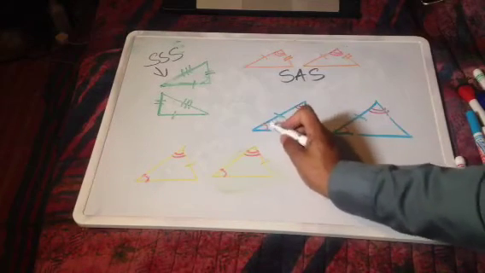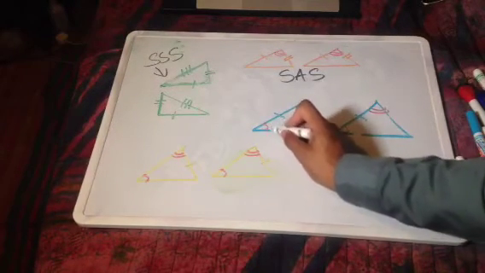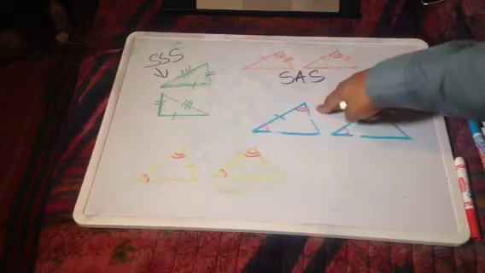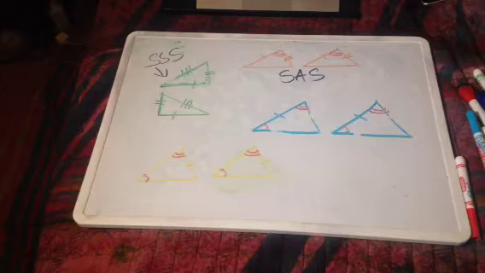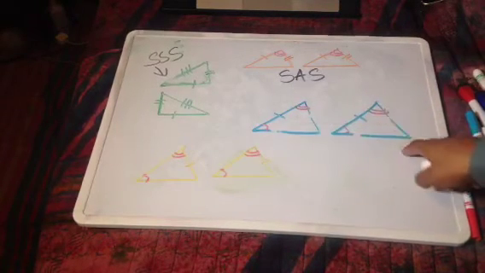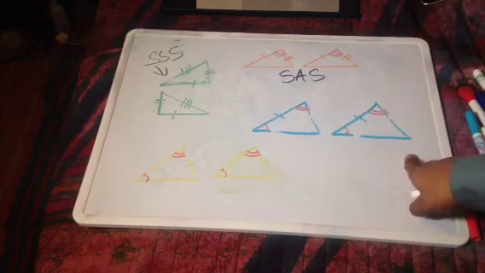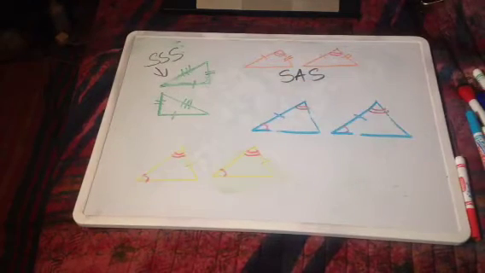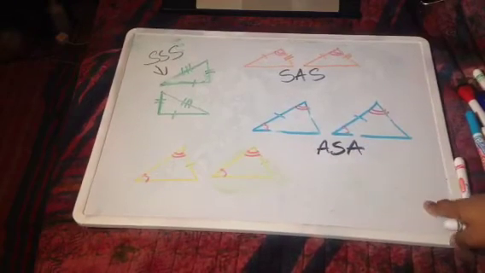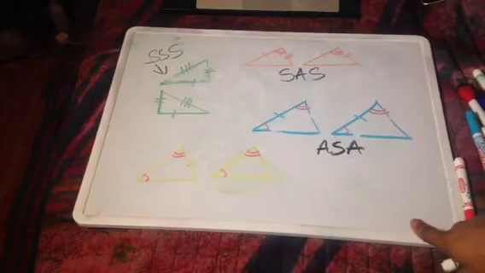So because we have these markings here, we have an angle, we have a side, and then we have another angle, then the only postulate that would be available to prove that both of these two blue triangles are congruent to one another would be angle, side, angle. So we're going to put A, S, A. Okay? And what about the yellow?